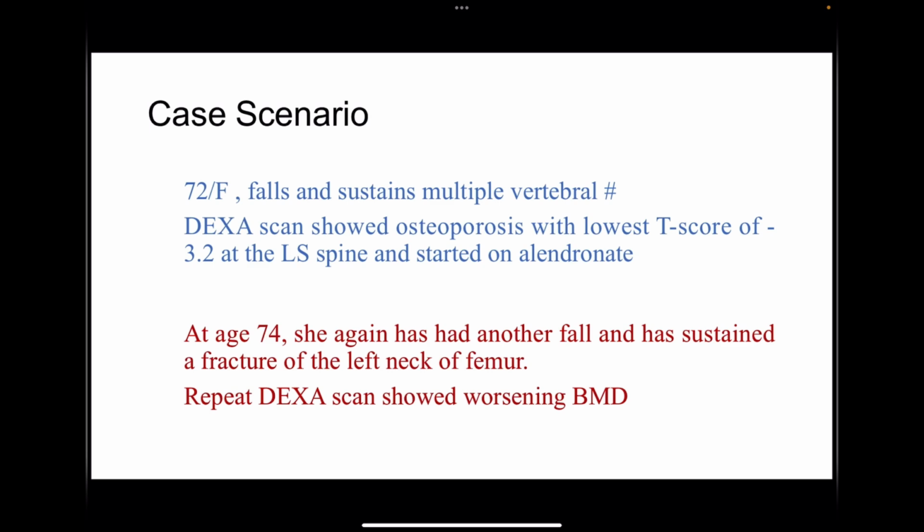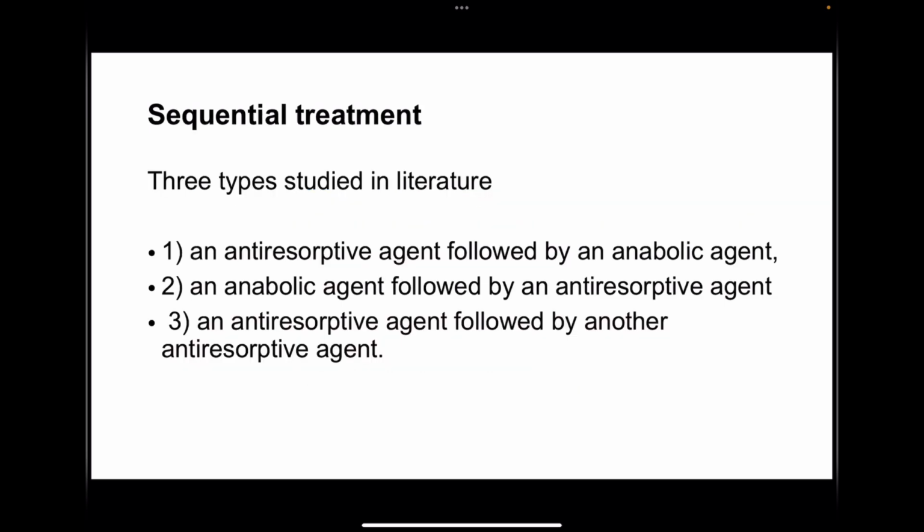So what should we do? Should we change the drug? Should we combine it with some other agent? So what is the rationale? Here comes the concept of sequential and combination therapy. We will be discussing sequential and combination therapy in subsequent slides.